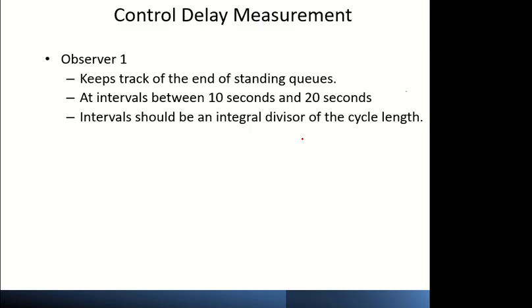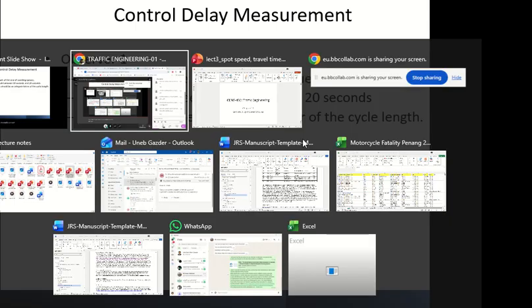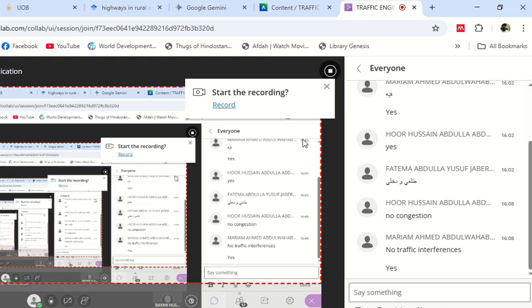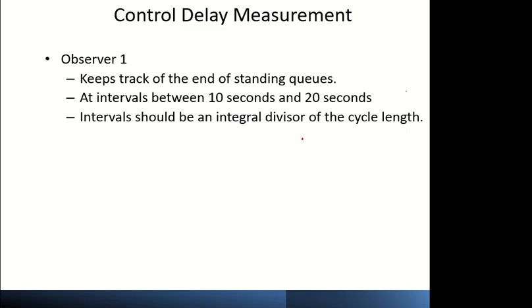And if you do 12, if I divide 60 by 12, is it an integer or what? Tell me. Can I take 12 seconds as my time interval or not? Will it give me an integer? Yes, it will give you 5. So this is how you decide the time interval for this observer.